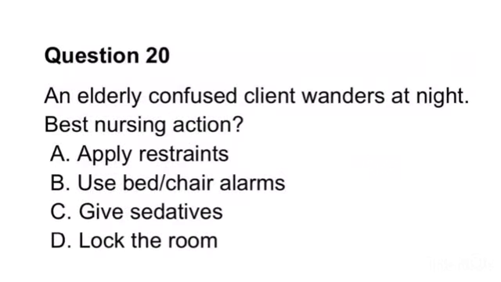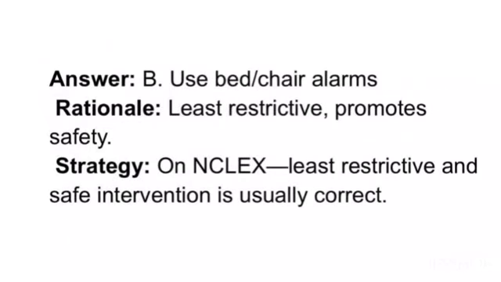Question 20. An elderly confused client wanders at night. Best nursing action? A. Apply restraints. B. Use bed/chair alarms. C. Give sedatives. D. Lock the room. Answer, B. Use bed/chair alarms. Rationale, least restrictive, promotes safety. Strategy, on NCLEX, least restrictive and safe intervention is usually correct.